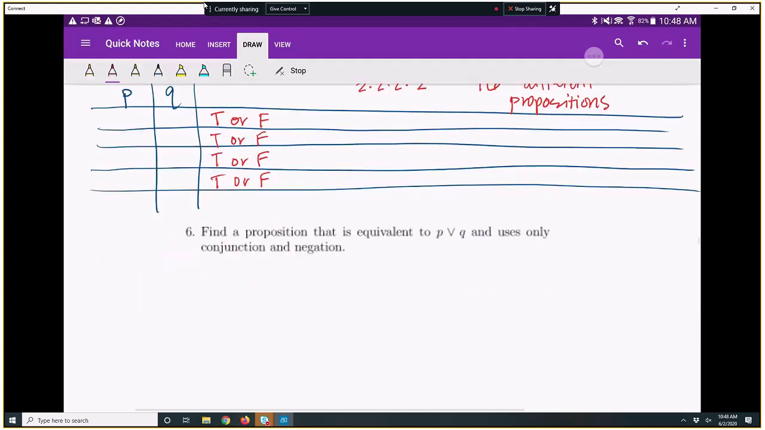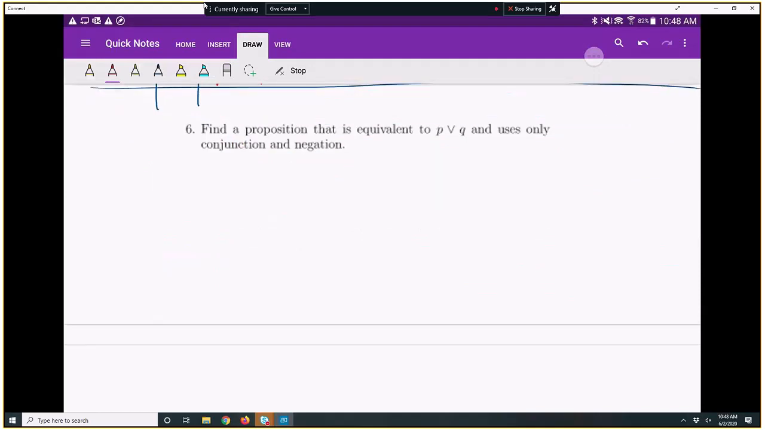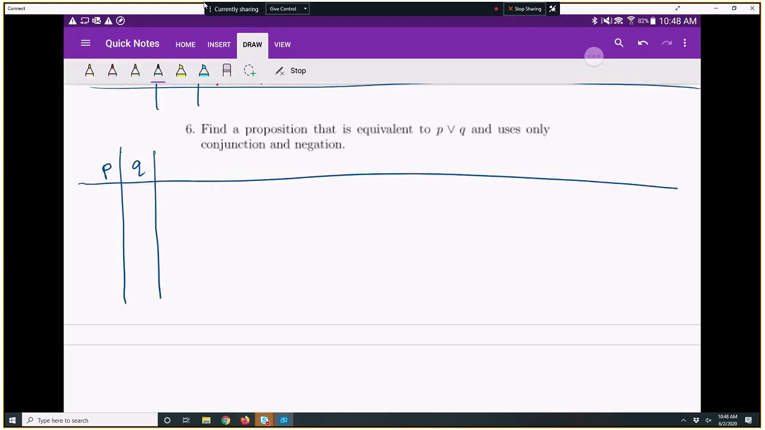Question 6. Find a proposition that is equivalent to P or Q and uses only conjunction and negation. So again, I'm going to start with a truth table to try to solve this question. I know that I'll have for P true, true, false, false, and for Q true, false, true, false.